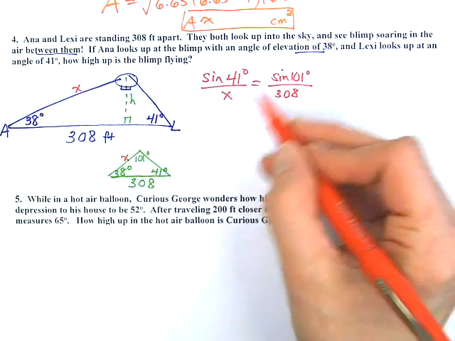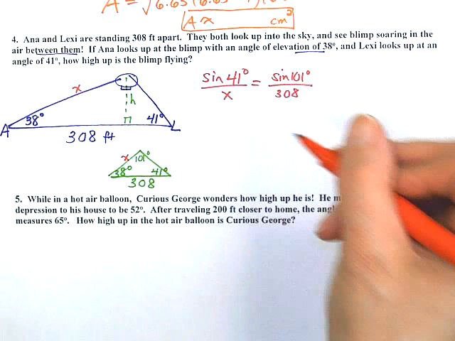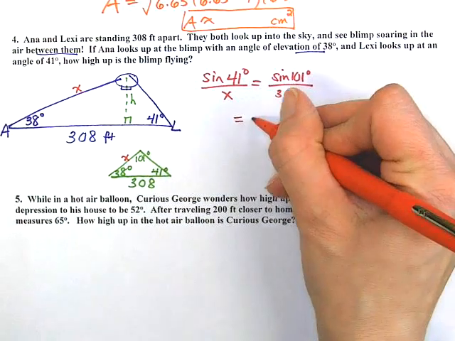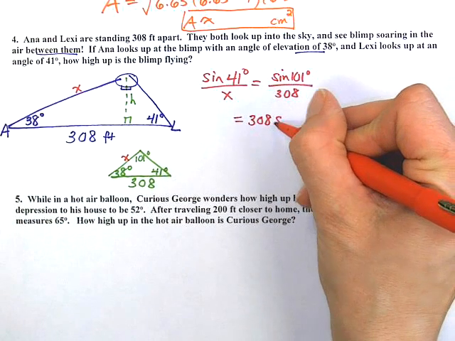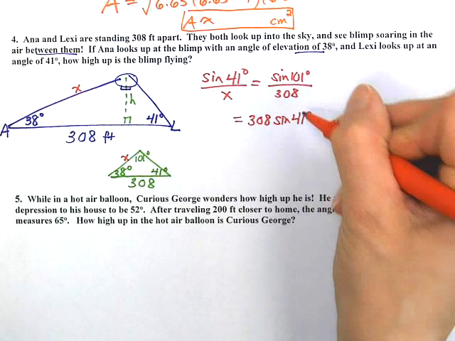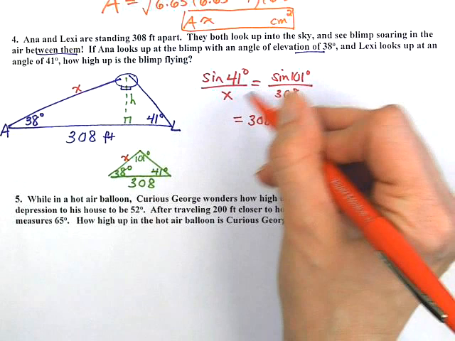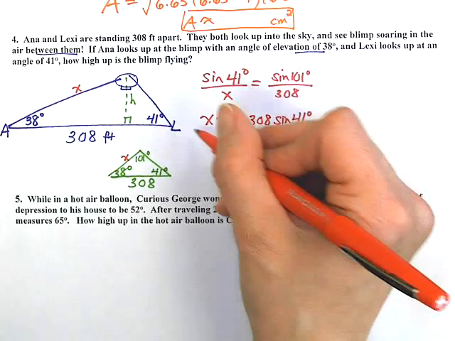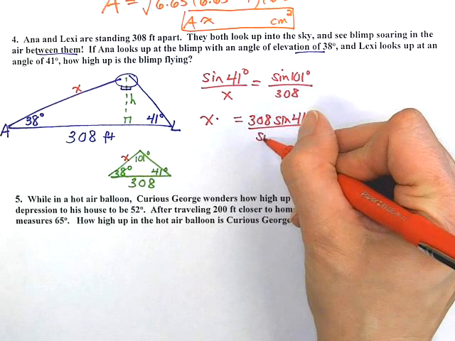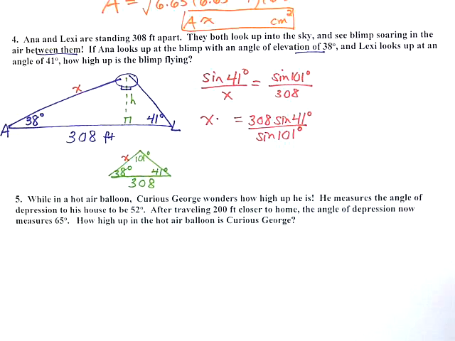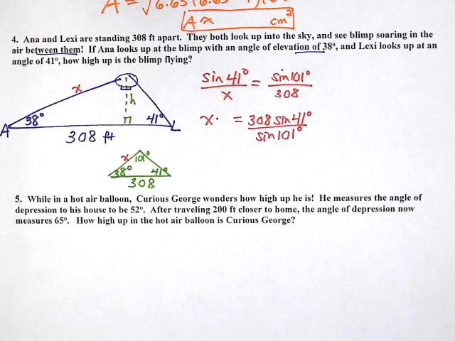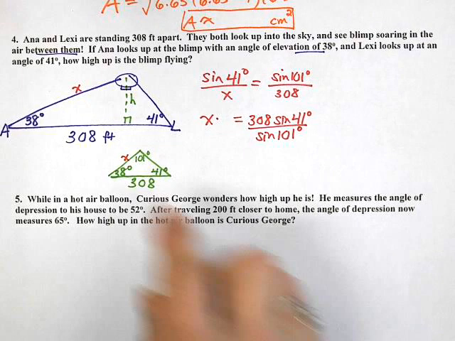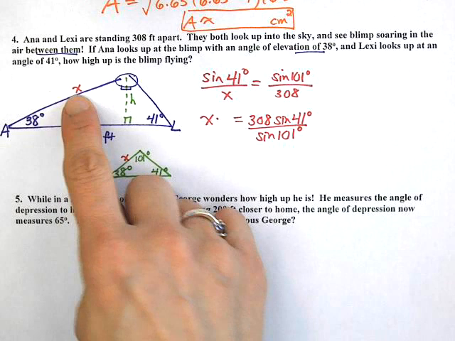Okay, and if you cross multiply there, X times the sine of 101 equals 308 times the sine of 41 degrees. X times the sine of 101. Let's divide both sides by the sine of 101. I wrote a couple steps there at once. If that's too confusing, do a couple lines of work. Okay, but I didn't want to know X. I wanted to find the height.